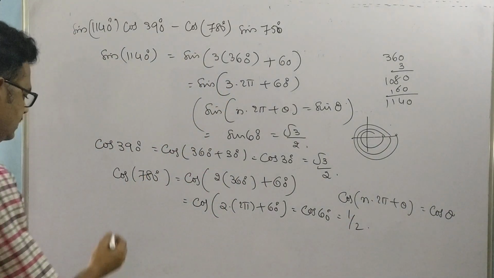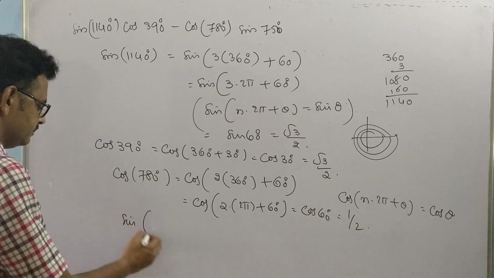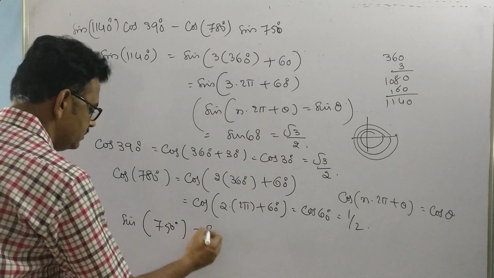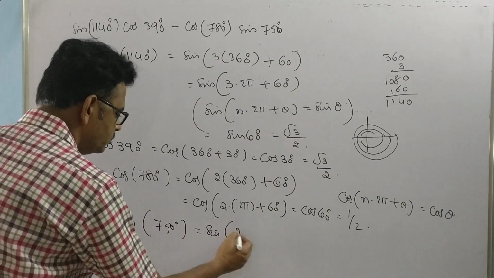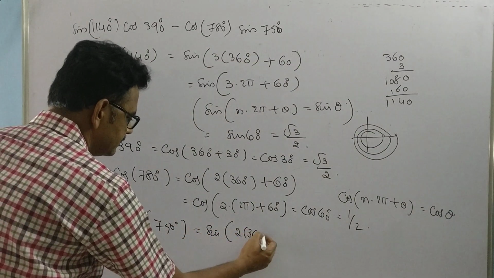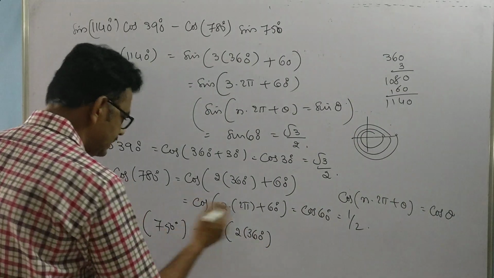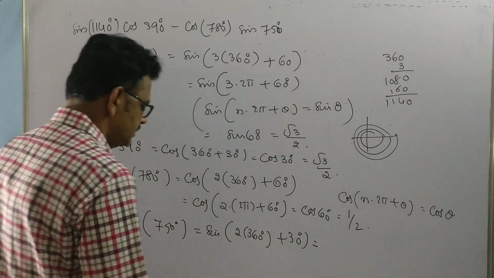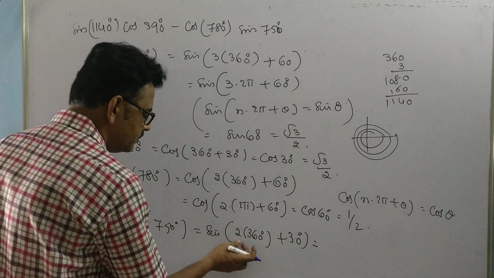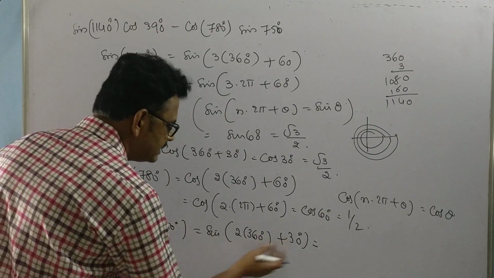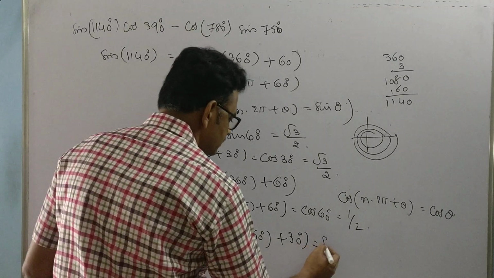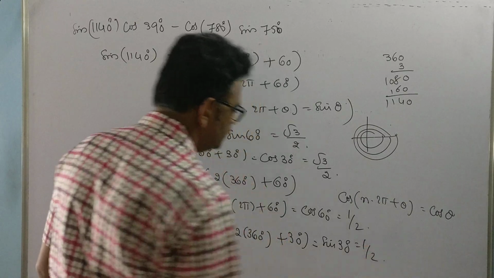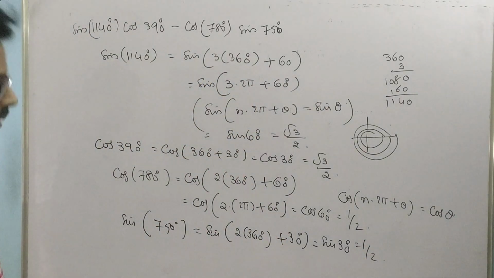And next one is sine of 750 degrees, which is sine of 2 into 360 degrees, that means 720 plus 30, which is sine of 2 times 2 pi plus theta. Again this is equal to sine 30 degrees. Sine 30 value is 1 by 2.